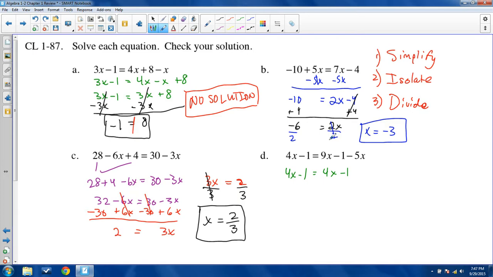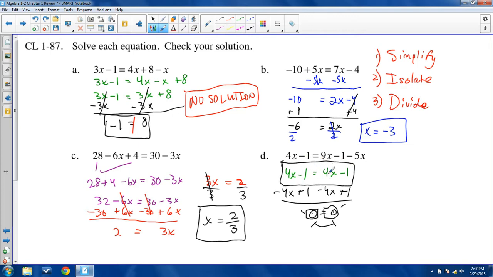Now some people keep moving on. They're like, well, I'm going to subtract 4x, which you can do. It's fine. I don't care. You can subtract 4x from both sides. You're going to add 1 to both sides. You're going to get 0 equals 0. Glasses guy is confused. He's like, what do I do? 0 equals 0. Well, even back up here, 4x minus 1 equals 4x minus 1.